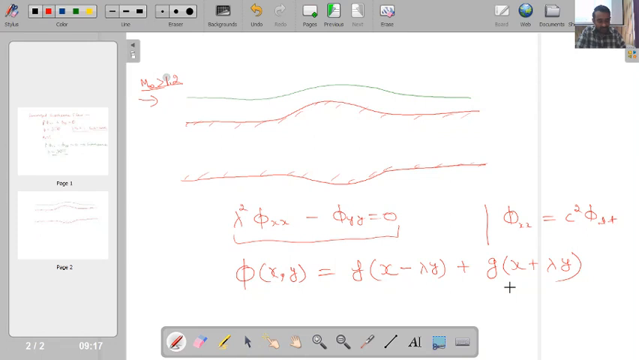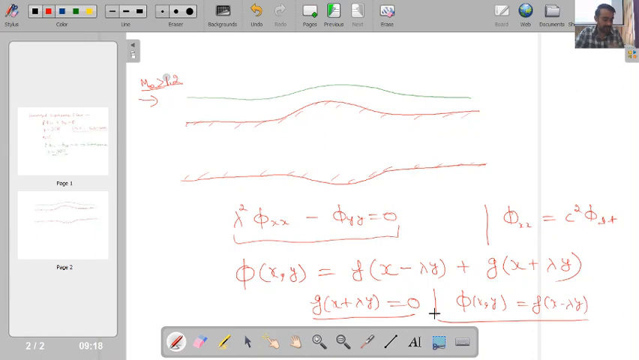Now ultimately, this is my equation. One thing I can do is first assume that g of x plus lambda y is equal to 0. In that case I will have phi of x, y equal to f of x minus lambda y. Now let's consider that my interest is to plot the iso-phi lines. It means the phi lines over this flow field along which the value of phi remains constant.